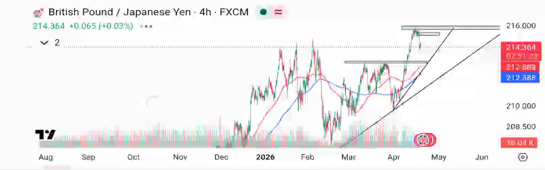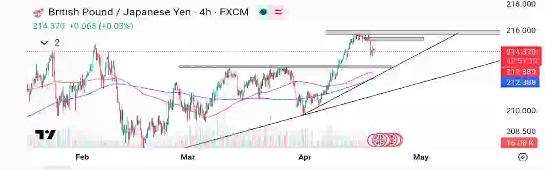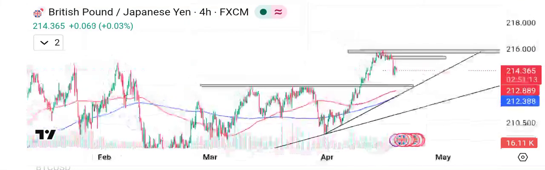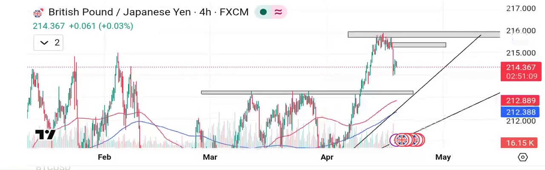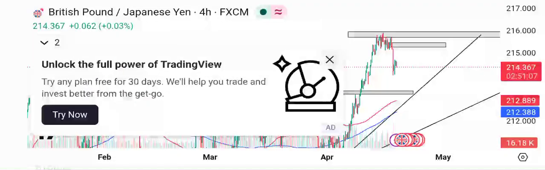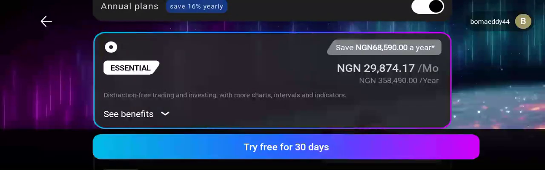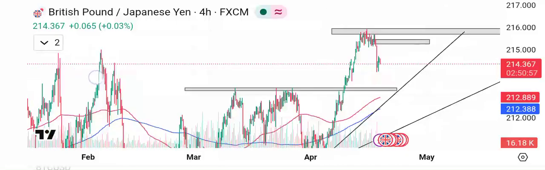If we zoom in now, we can see that in between we have this little horizontal resistance level here, which was broken. You can see price broke it and got to this high, giving us a new resistance level. So this old resistance can become a new support. That is, if the market comes back to retest it, that should be our new support level.